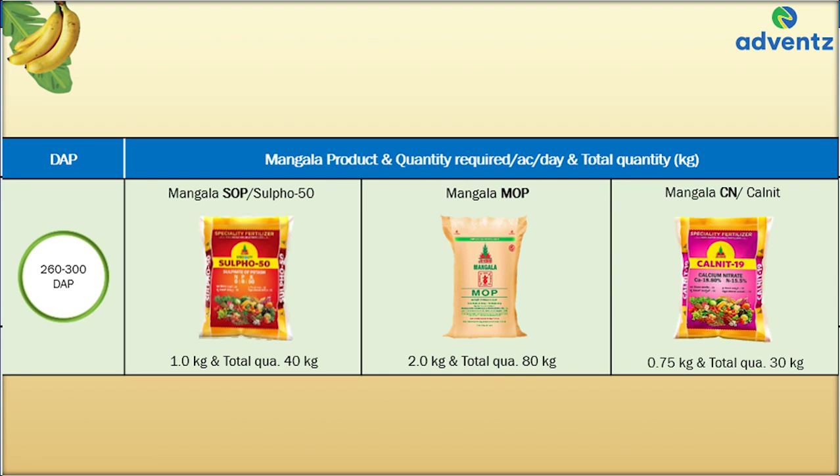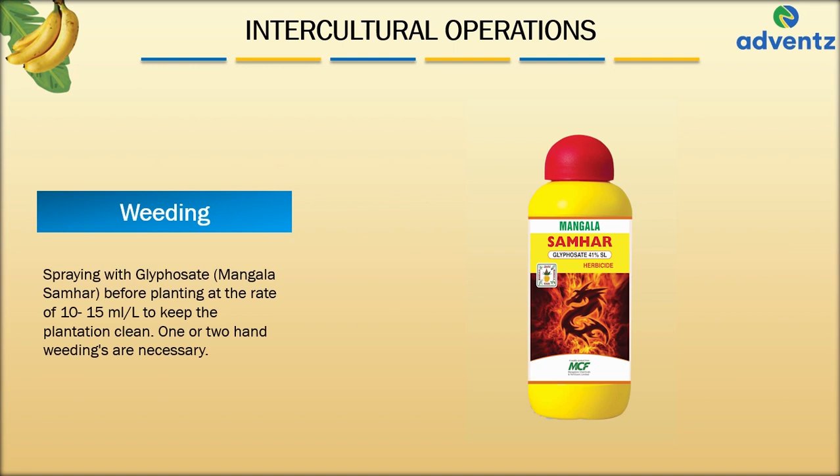Let us now understand the intercultural operations which benefit the farmers. The first activity we'll understand is weeding. Spraying the plantation with glyphosate, which is Mangala Samhar, before planting at the rate of 10 to 15 milliliters per liter to keep the plantation clean. One or two hand weedings are also necessary.